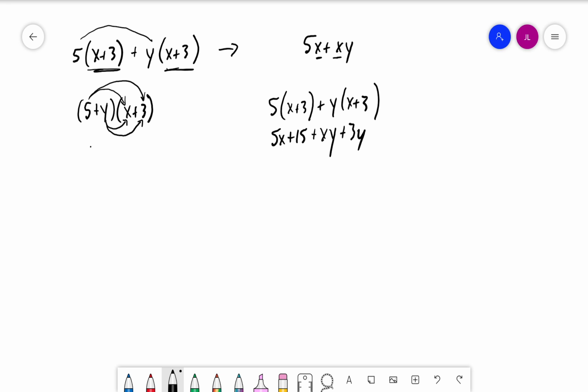So 5 times x is 5x. 5 times 3 is 15. y times x is xy. And y times 3 is 3y. So we get the same answer. So when we do this, we can factor out these common terms, and if they're binomials or trinomials, it doesn't really matter.